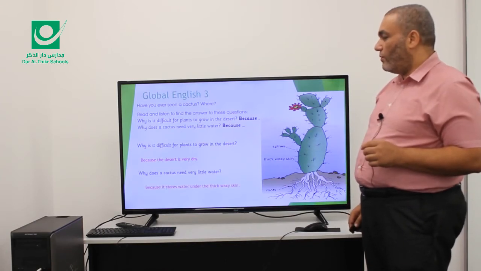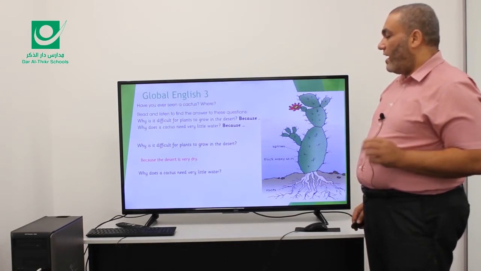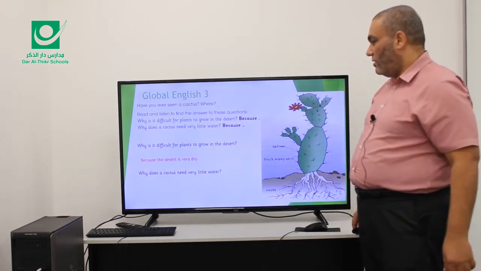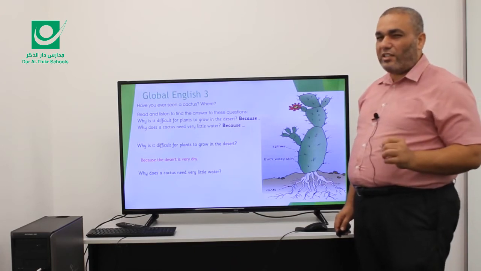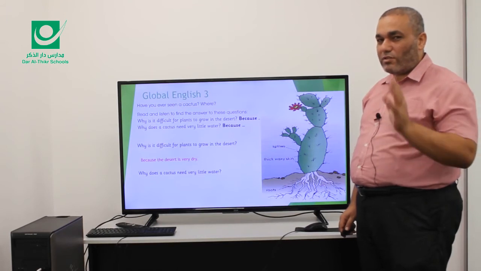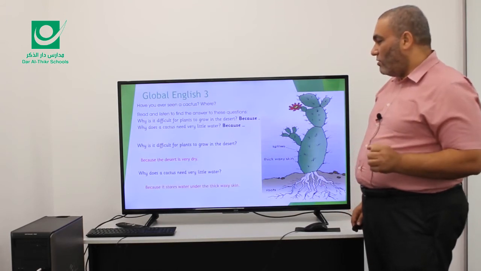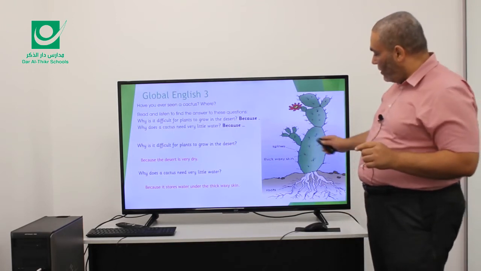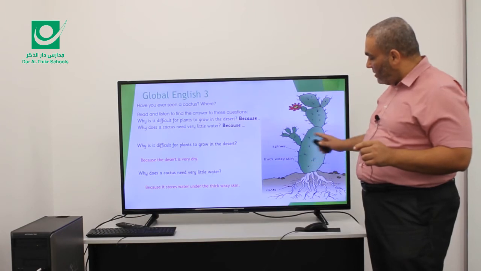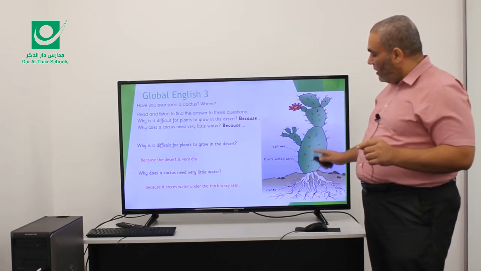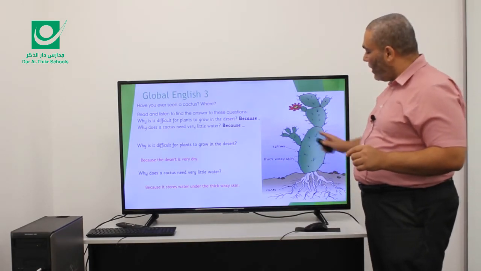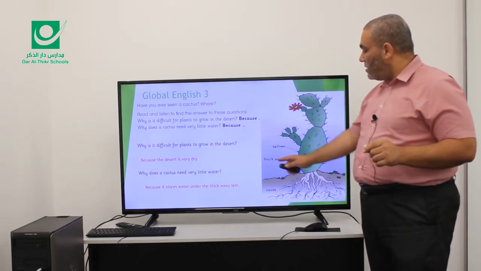Question number 2. Why does a cactus need very little water? Yeah, cactus needs very little water. Why? So your answer should start with because. That's right. Because it stores water under the thick waxy skin. If you look here at the picture, this is the thick waxy skin. It helps the plants keep the water inside. So the water can be stored under this layer.